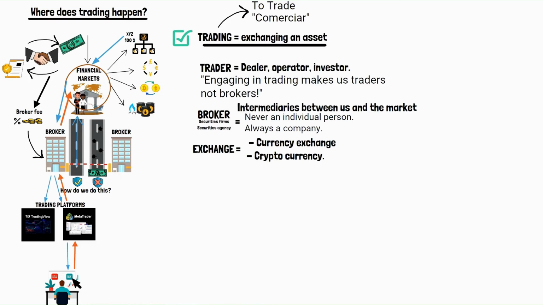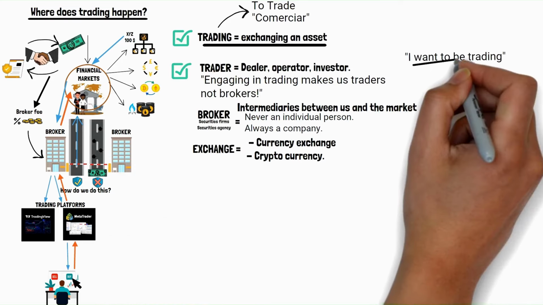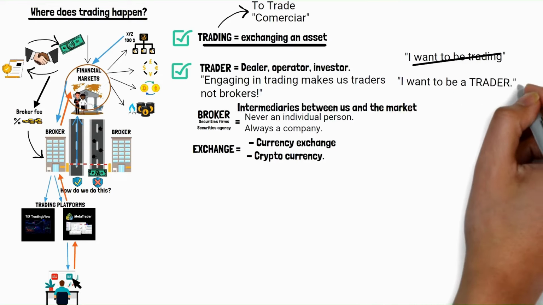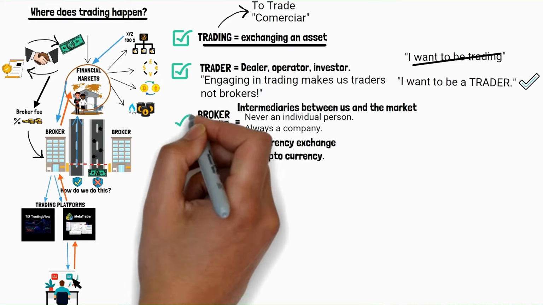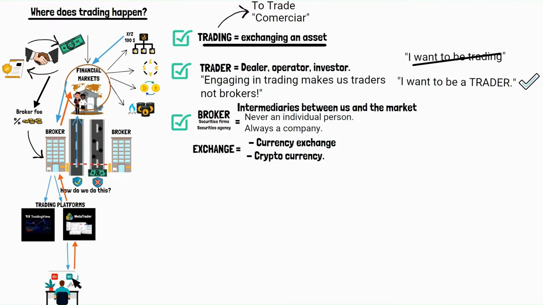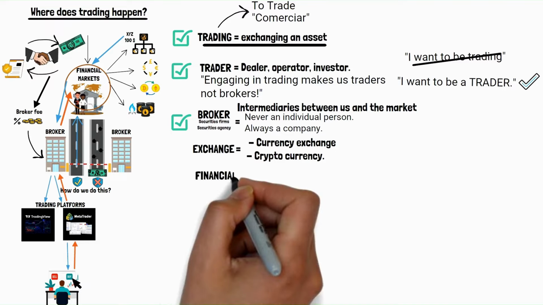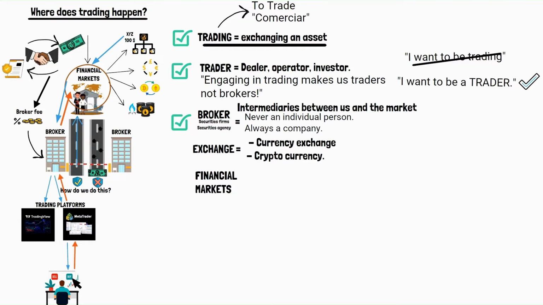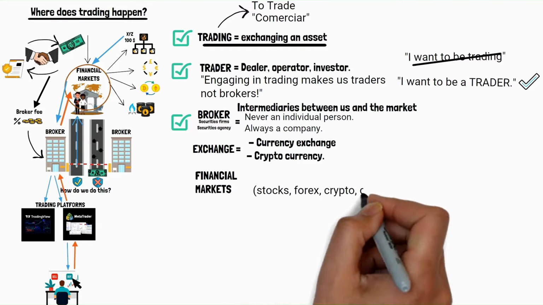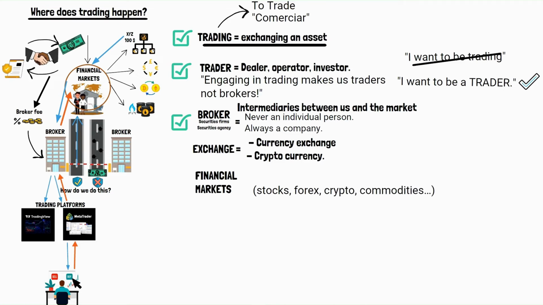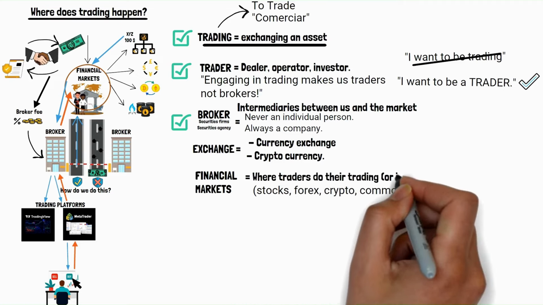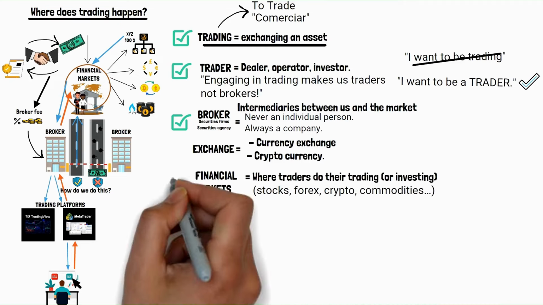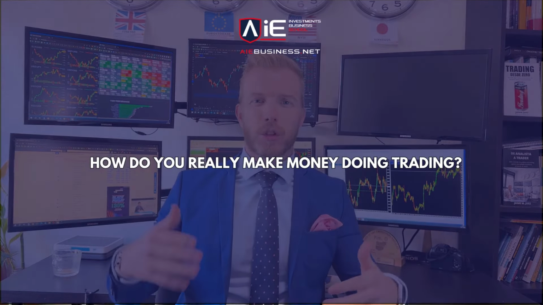Trading: operating or investing in financial markets. Trader: the person who trades. Saying, "I want to be trading" doesn't make sense. It should be, "I want to be a trader." Broker: the company that intermediates between the trader and the financial market. Financial markets: there are many types, such as stocks, forex, crypto, and commodities, and they are where traders do their trading, that is, where operators invest.